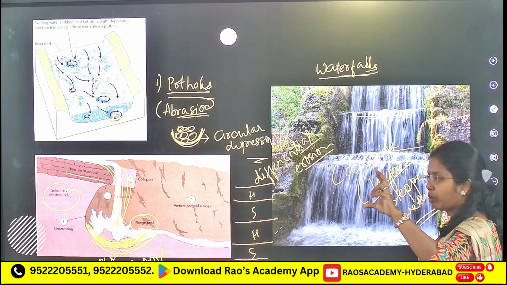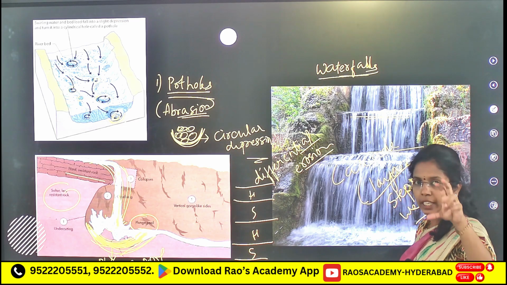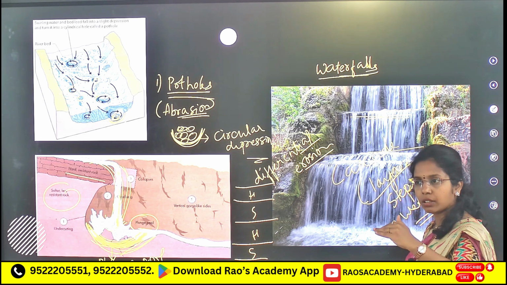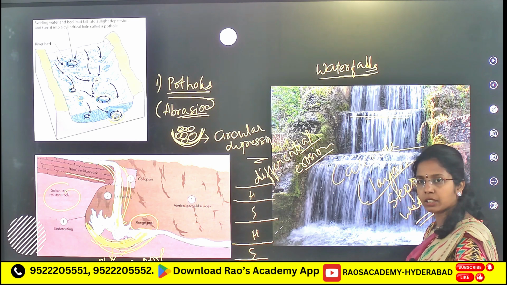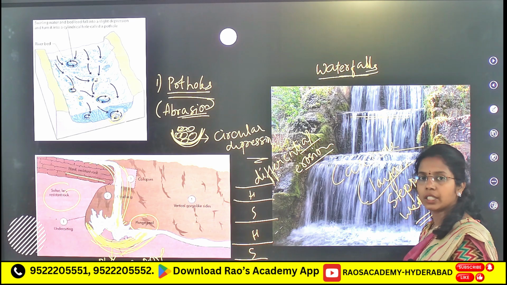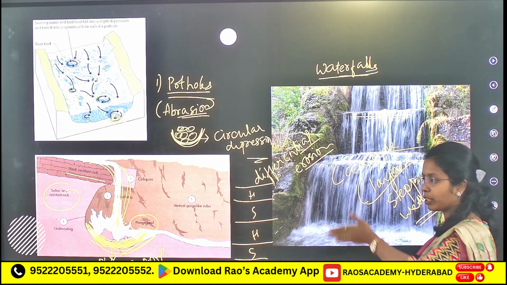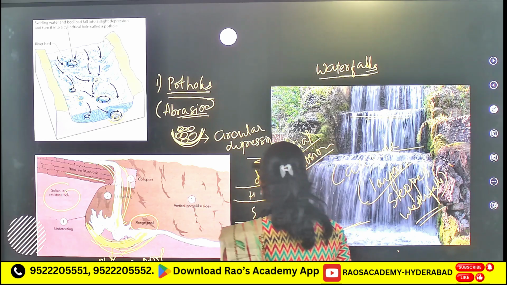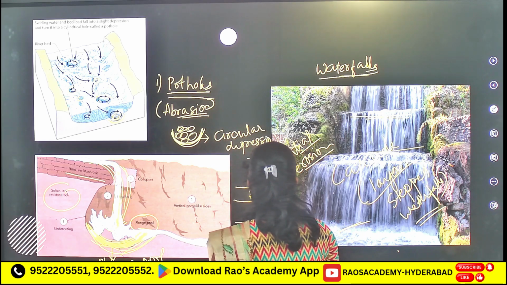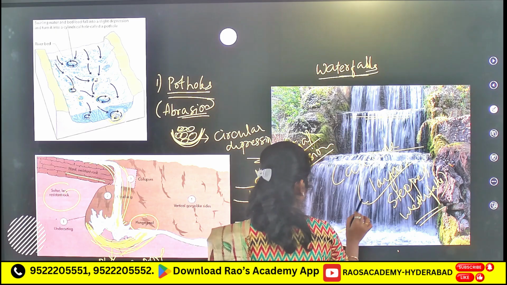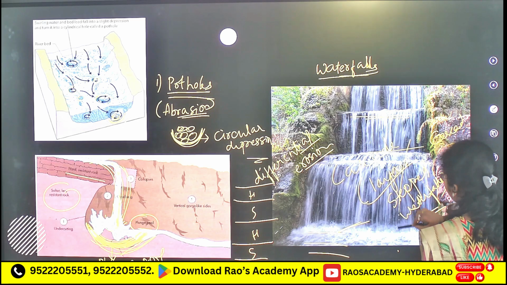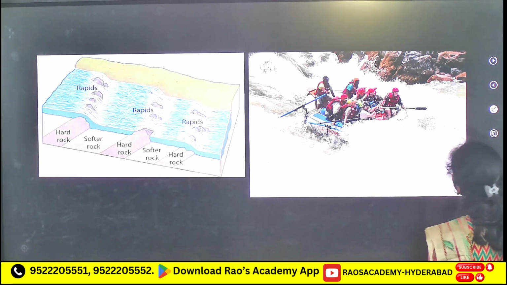One layer is hard, one layer is soft. Now hard rock takes time, it stays elevated. Now soft rock erodes fast, so the elevation is decreased. So like that you will see layer formation, step formations, because of differential erosion. When alternating layers of these hard and soft rocks are there, you will see cascade formation. These stepped waterfalls are known as cascade waterfalls.